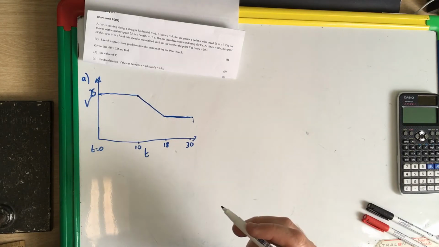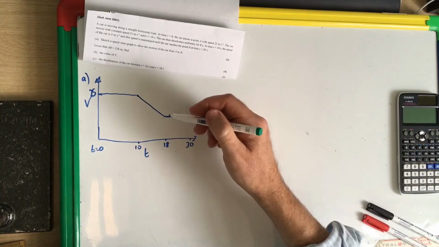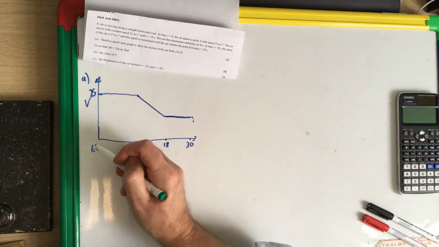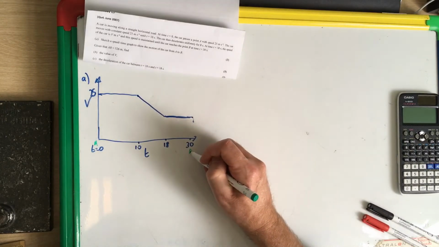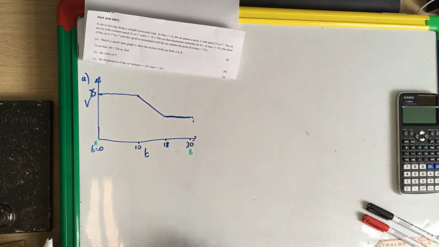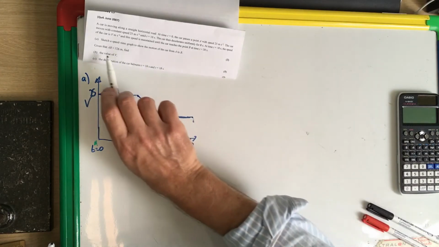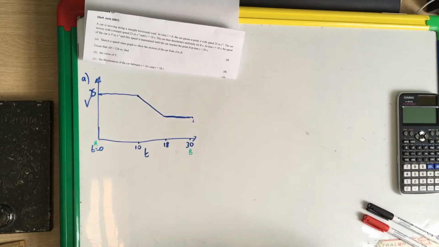Part B, given that this whole area now, so it says this is A and this is where it reaches point B, and it says sketch a speed time graph. I've done that. Given that AB is 526.